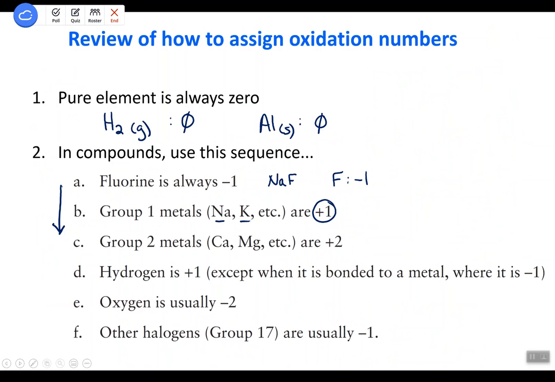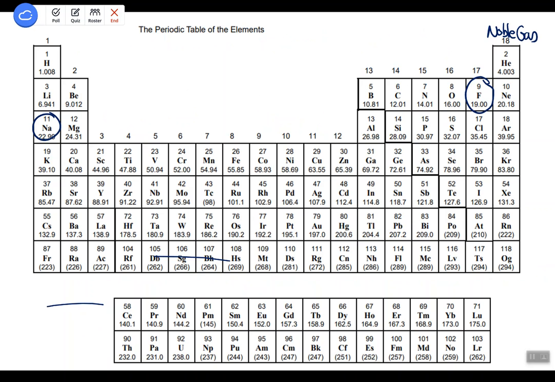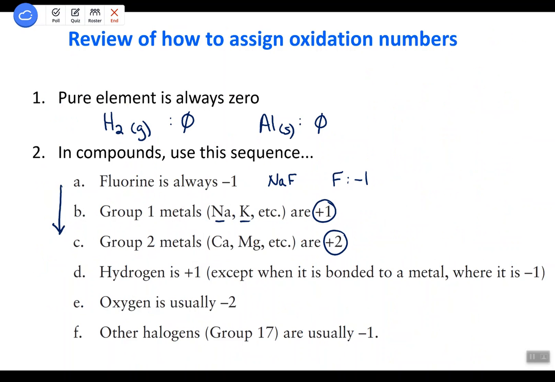Then we go to group 2, the alkaline earth metals. They will typically have a +2 oxidation state. How can we remember that? Well, they're in group 2. If they lose 2 electrons, they'll have a noble gas electron configuration.